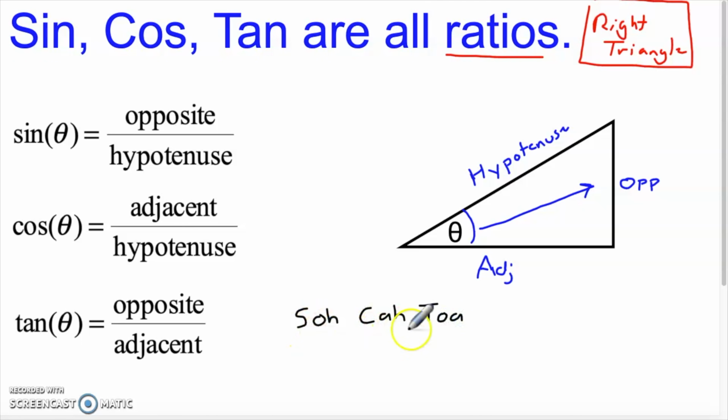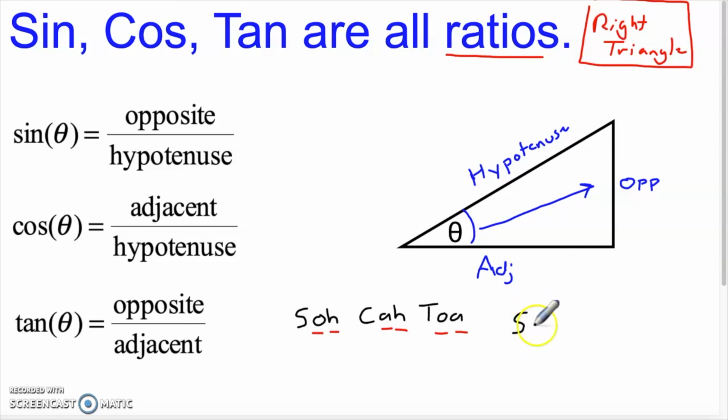Right? Sohcahtoa. I don't know why, but for some reason this seems to stick in your brain. It's a little bit of a brain worm. So Sohcahtoa is sine is the opposite over the hypotenuse. That's that ratio there. Cosine is the adjacent over hypotenuse, and tangent is the opposite over adjacent.